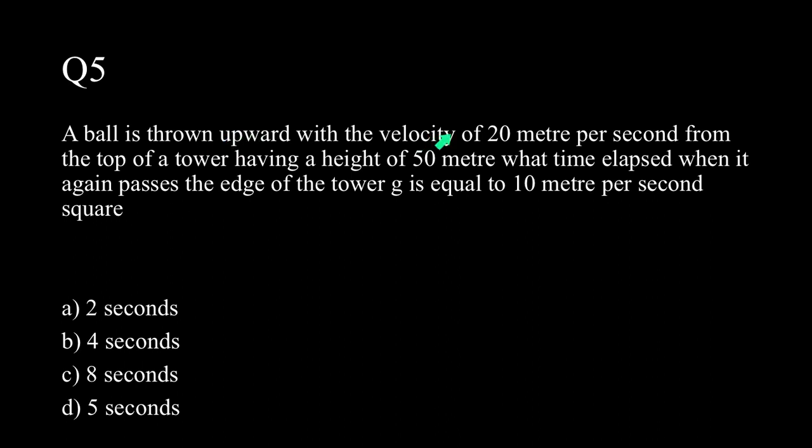A ball is thrown upwards with velocity 20 meter per second from the top of a tower having a height of 50 meter. What time elapsed when it again passes the edge of the tower?